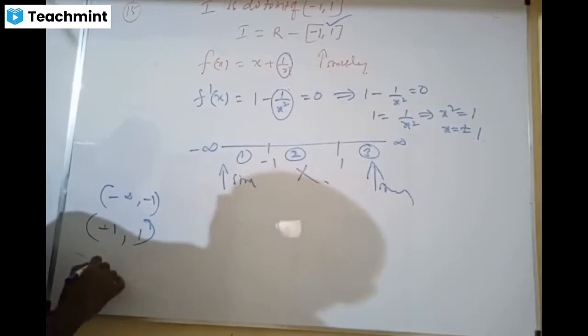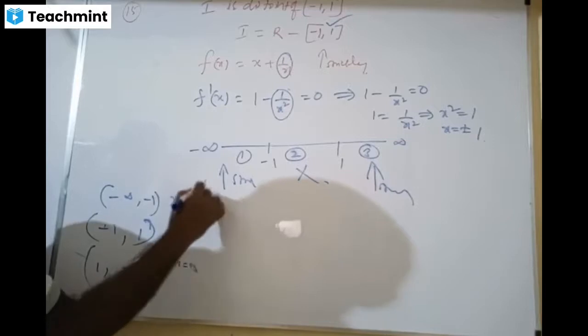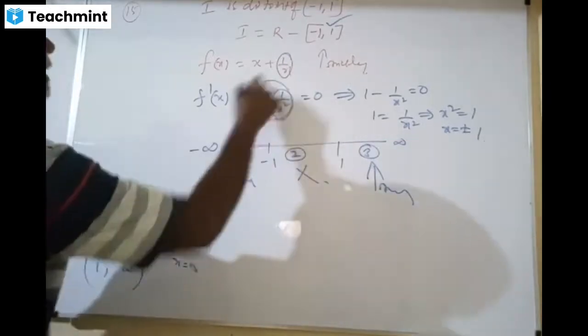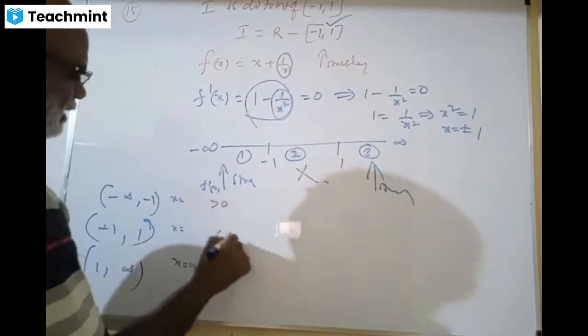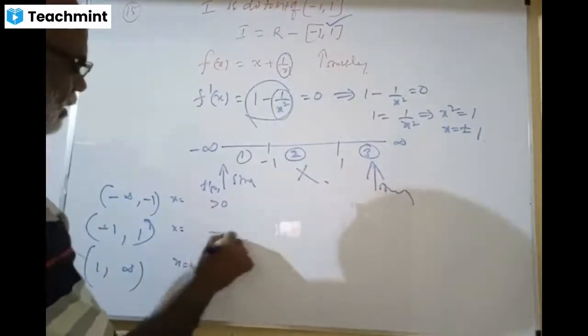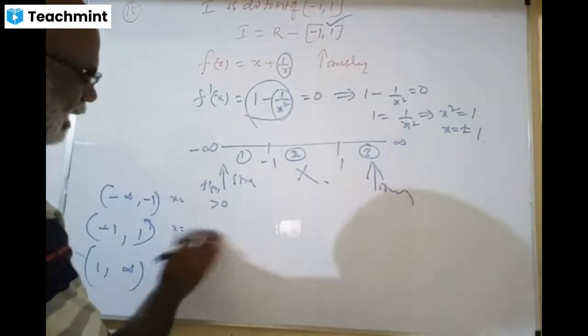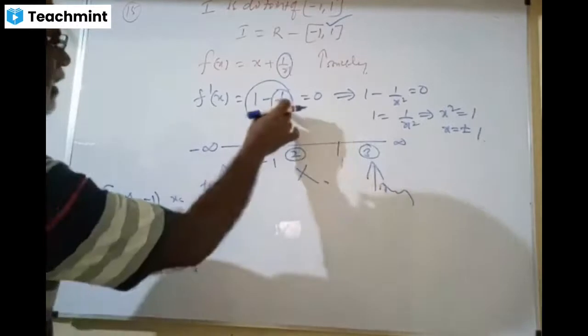Yes, sir. Drawing the table, just taking a value and then putting it in the function. X value, x value, x value, and f dash x. F dash x is this. You put in f dash x, it is less than 0. This is greater than 0, less than 0. This is not defined. It's neither positive nor negative here, because between -1 to 1 at 0 it's not defined. Yes or no?